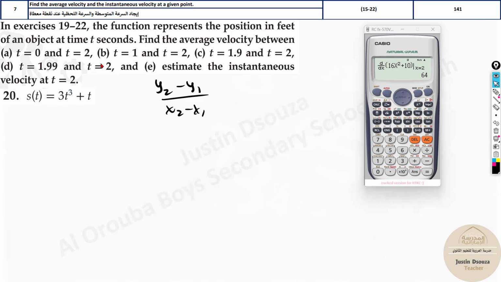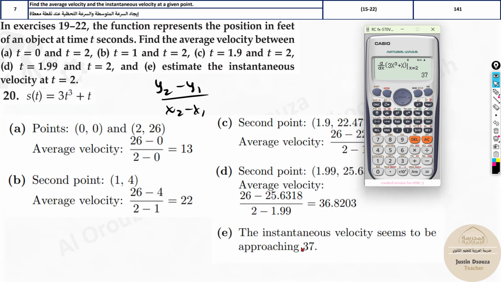Same thing goes over here, but I'll just do the instantaneous part. All you need to do is shift and dy by dx. When you press the symbol, you get a d by dx. Now type it in, that is αx³ + x. Then you will have to put the interval 2 here, and the answer is 37. You can see the answer would be 37.